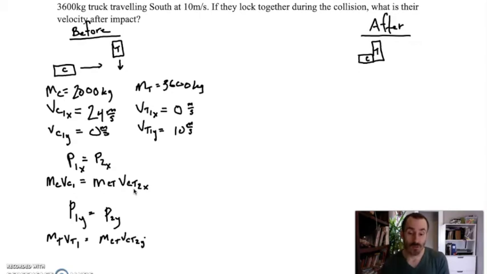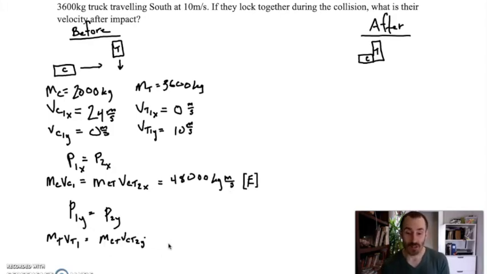Okay, so when we do this, we end up with 2,000 kilograms times 24 meters per second. 2,000 times 24 is 48,000 kilogram meters per second, and that's to the east. So this is going to be the x momentum of the car truck in the end.